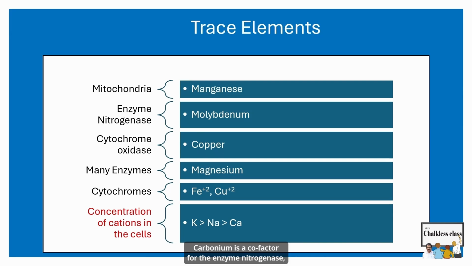Molybdenum is a cofactor for the enzyme nitrogenase, which is responsible for nitrogen fixation, the process by which atmospheric nitrogen is converted into ammonia for use by living organisms. Copper is part of cytochrome oxidase, an essential enzyme in the electron transport chain during aerobic respiration. Magnesium activates many enzymes and crucially is the central atom in chlorophyll, making it essential for photosynthesis. Iron, Fe2+, and copper, Cu2+, are found in cytochromes, proteins involved in electron transfer during cellular respiration. Finally, the order of cation concentration inside cells: K+ greater than Na+ greater than Ca2+.